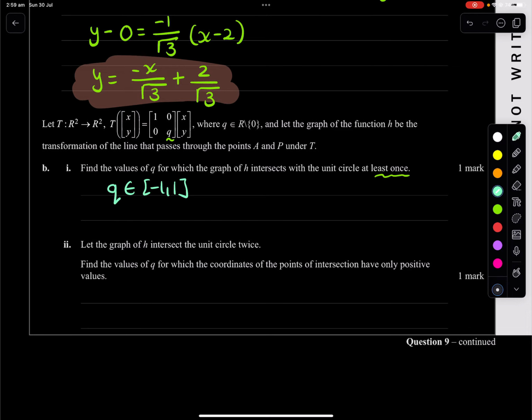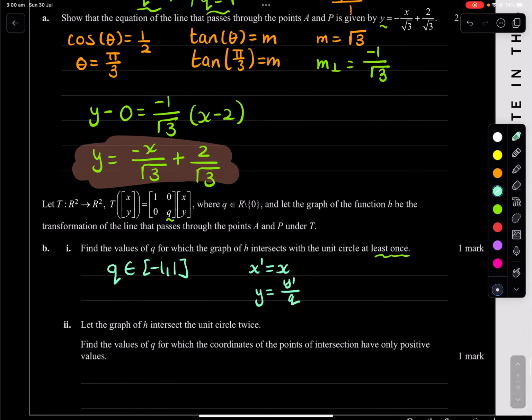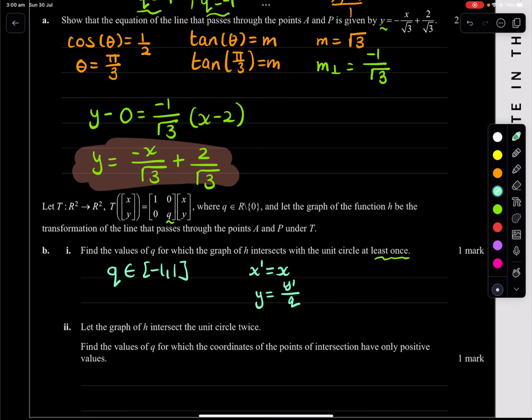Let's expand this. We know that x dash is equal to x, y dash is equal to qy. So your y value is y dash over q. If I sub that into the function, y dash is equal to q times negative x, so it's still the same, plus 2 root 3.